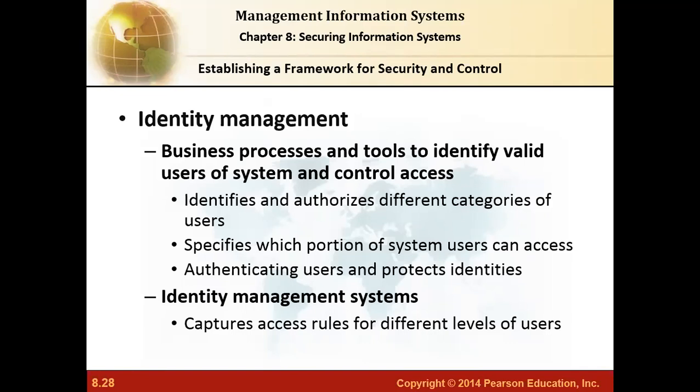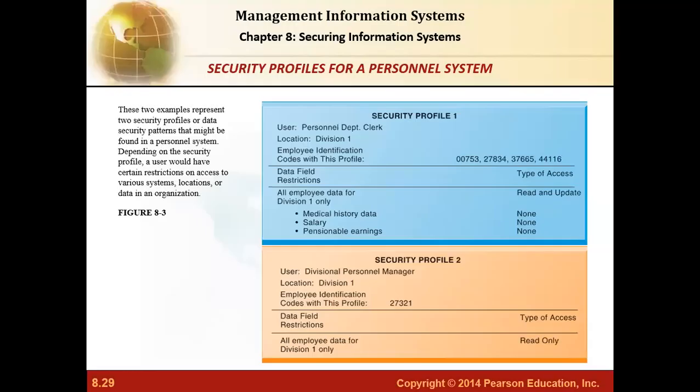So the identity management systems include capturing access rules for different levels of users, and you can see this in the figure as well. These two examples represent two security profiles or data security patterns that might be found in a personnel system. Depending on the security profile, a user would have certain restrictions on access to various systems, locations, or data in the organization. Let's see the profile.